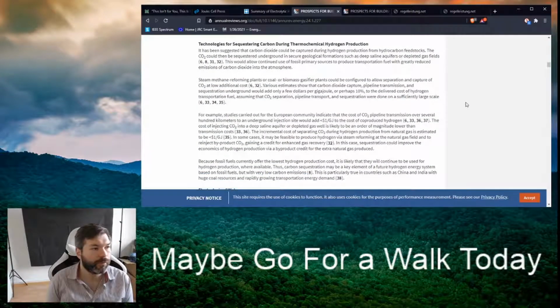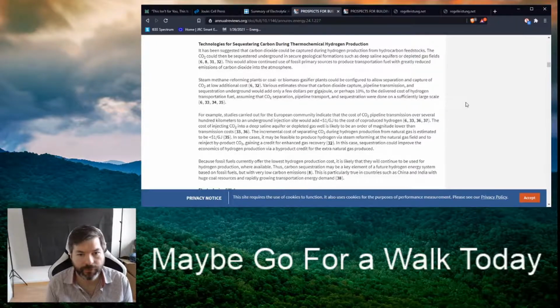So, technologies for sequestering carbon during thermochemical hydrogen production. It's been suggested that carbon dioxide could be captured during hydrogen production from hydrocarbon feedstocks. The CO2 could then be sequestered underground in secure geological formations, such as deep saline aquifers or depleted gas fields. This would allow continued use of fossil primary sources and to produce transportation fuel with greatly reduced emissions of carbon dioxide in the atmosphere. Steam methane reforming plants or coal or biomass gasifier plants could be configured to allow separation and capture of CO2 at low additional costs.